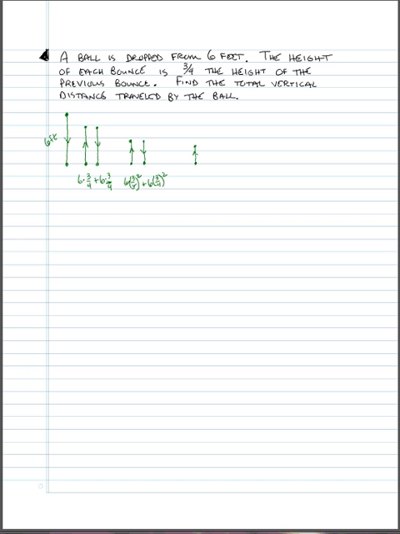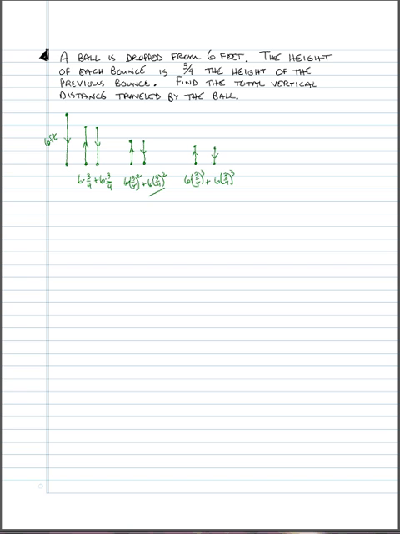And so that's 3/4 of this amount. So that's this amount times 3/4. So that's 6 times 3/4 cubed. And then it's going to bounce down. I mean, it's going to fall back down. And so the distance that is traveled there is the same amount, 6 times 3/4 cubed.